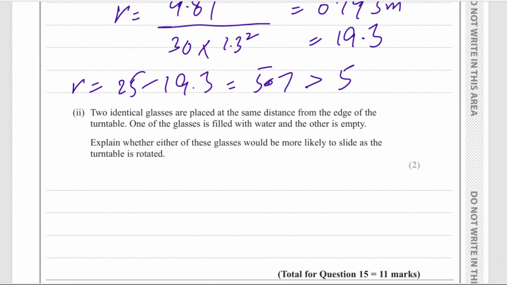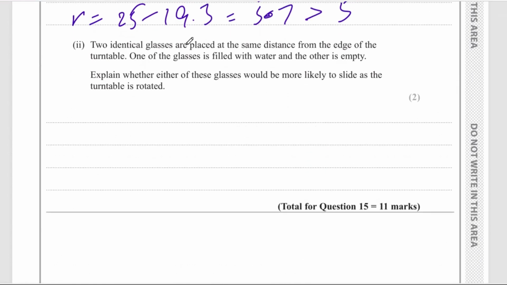Now we have got this second part. Two identical glasses are placed at the same distance from the edge of the turntable. One of the glasses is filled with water and the other is empty, right? Explain whether either of these glasses would be more likely to slide as the turntable is rotated or not. The final expression for the radius that you guys got was g upon 30 omega squared. Was there any mass over here?